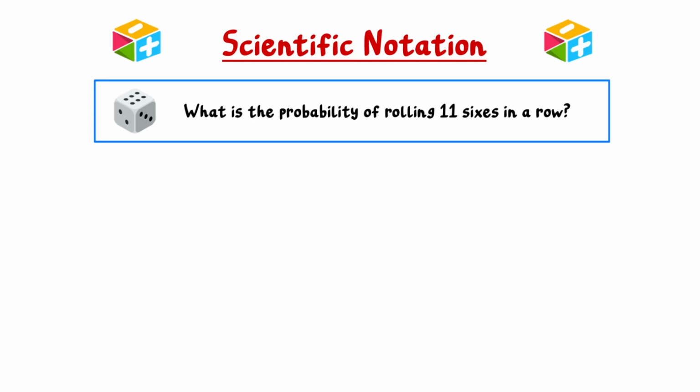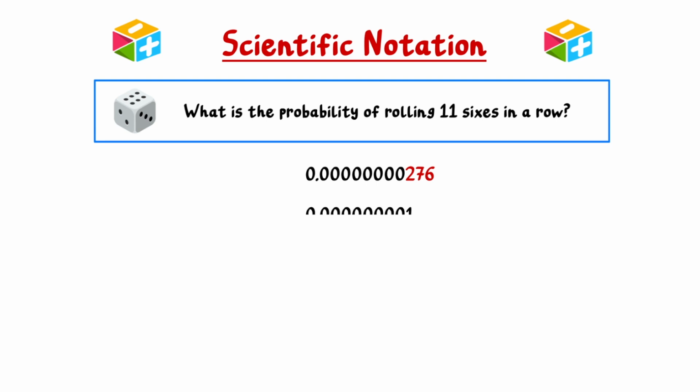Suppose we roll a 6-sided die 11 times and want to determine the probability of rolling a 6 every time. The result? 0.000000276. Since there are so many zeros, this notation is quite cumbersome. Scientific notation offers a clearer way to express such numbers.